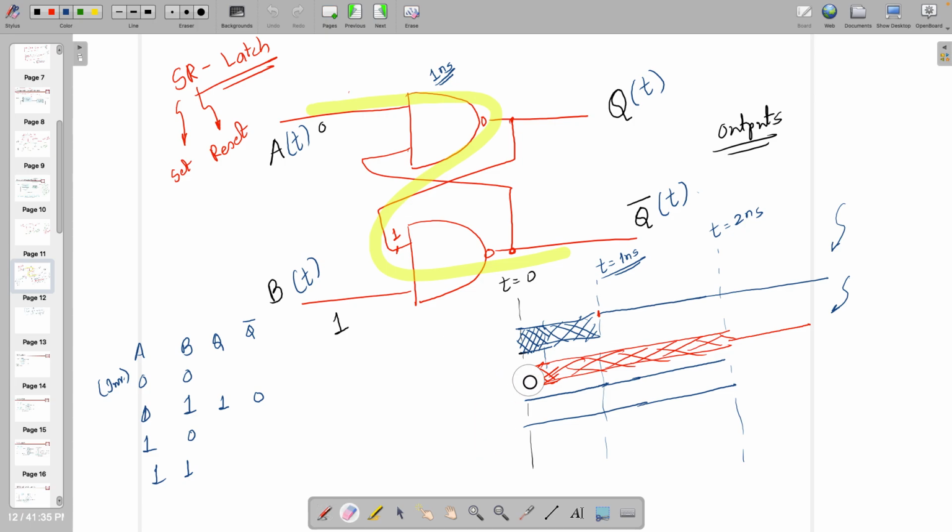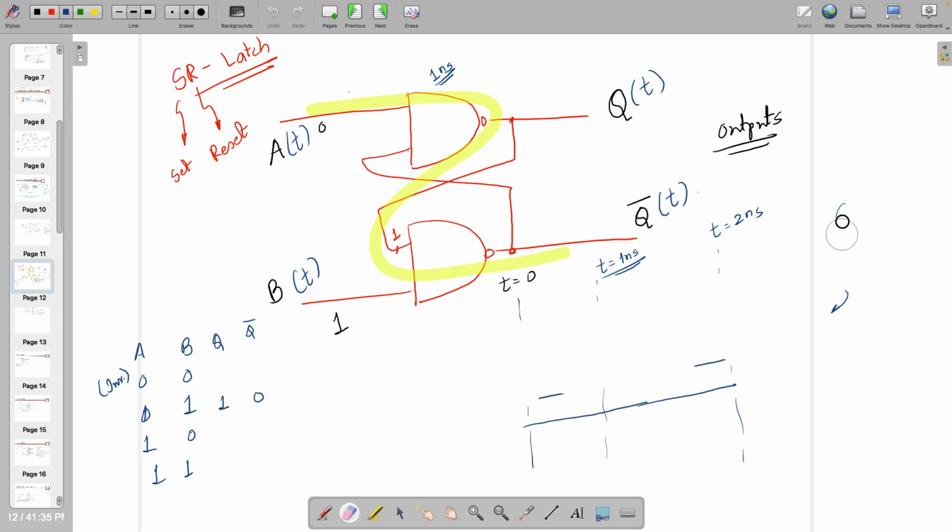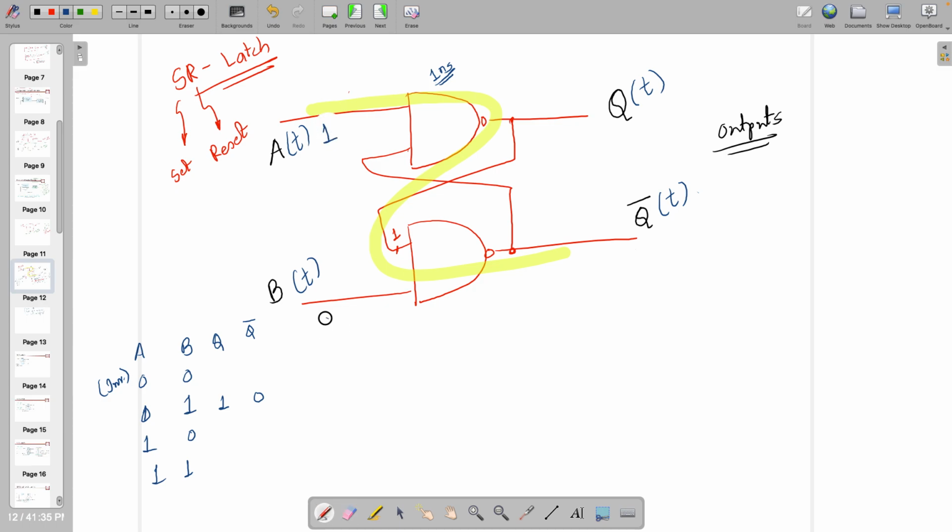Now can we comment on Q and Q bar after 2 nanoseconds when A is equal to 1 and B of t equal to 0, right. So after 2 nanoseconds, by the way, after 1 nanosecond I am going to see Q bar of t equal to 1, and after getting that value I am going to have this as 0. So after 2 nanoseconds.